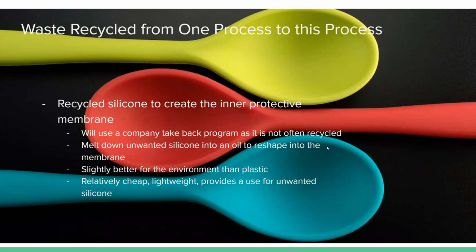For the silicone membrane, we plan on using recycled silicone. We're going to use a company take-back program, as it's not often recycled. We can melt it down to reshape into the membrane. It's slightly better for the environment than plastic, even though they both degrade at about the same rate, taking around 400 years to decompose. Plastic still leaves bead-like material in the ground, where silicone doesn't do that. It's relatively cheap, it's lightweight, and provides use for unwanted silicone.